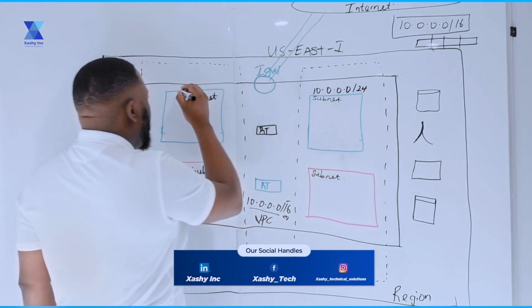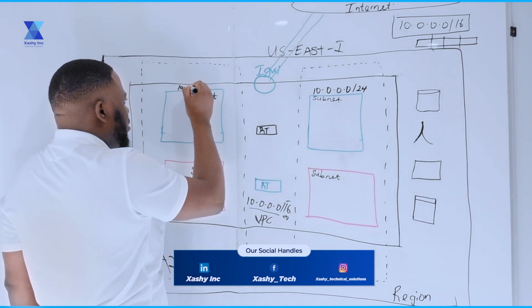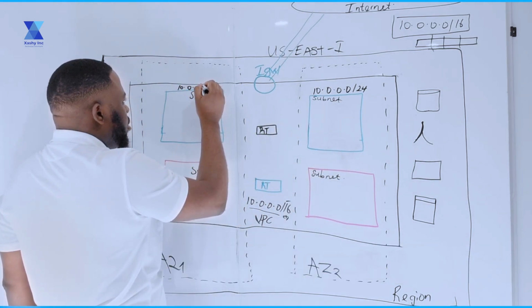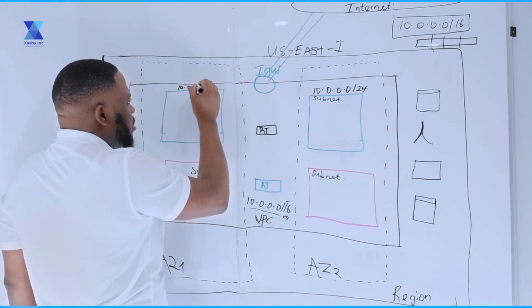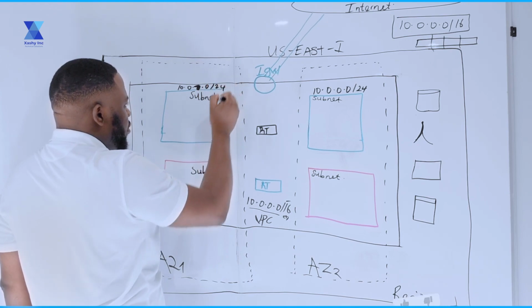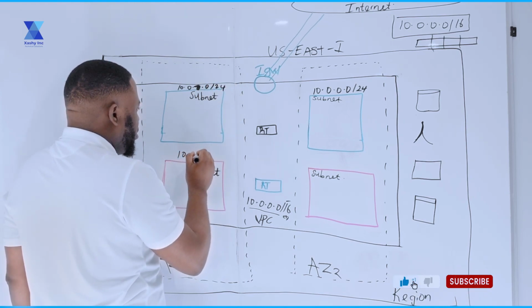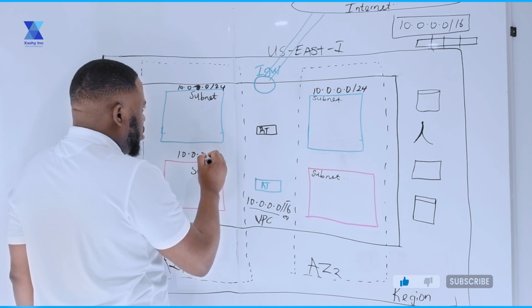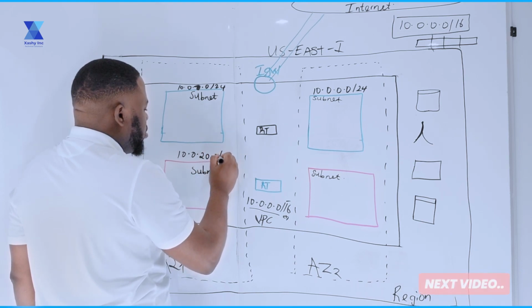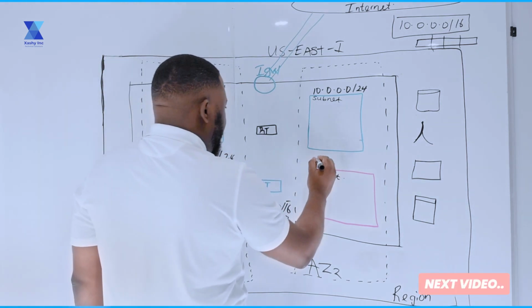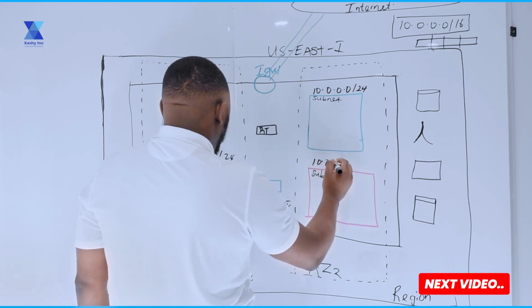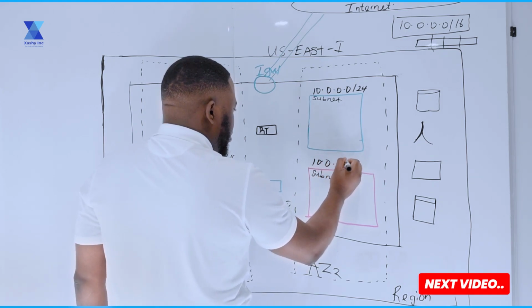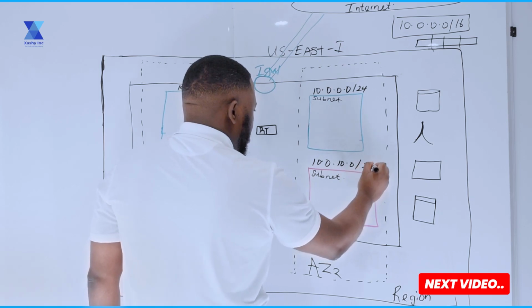10.0.0.0/24. I could give this a 10.0.1.0/24. I could give this a 10.0.12.0/24. And I can give this a 10.0.10.0/24.